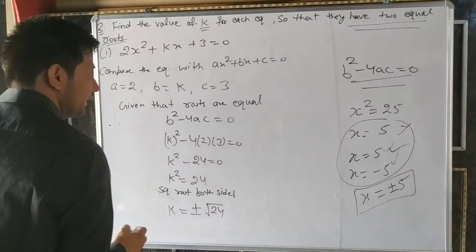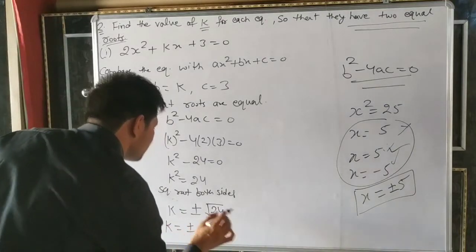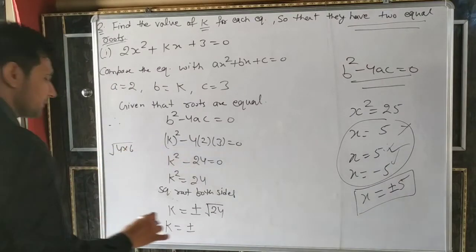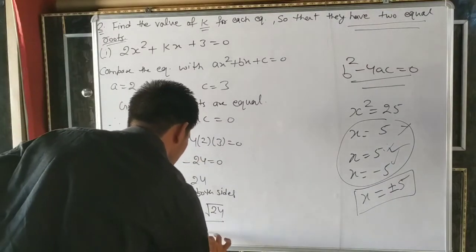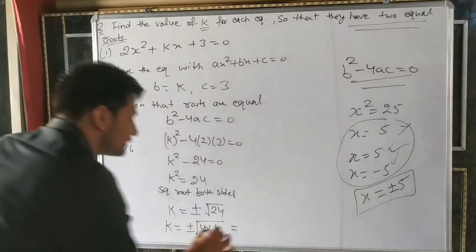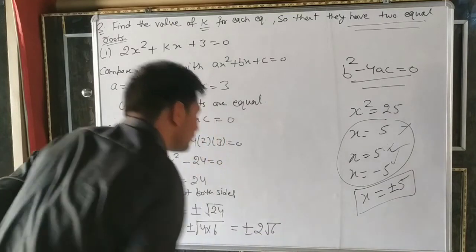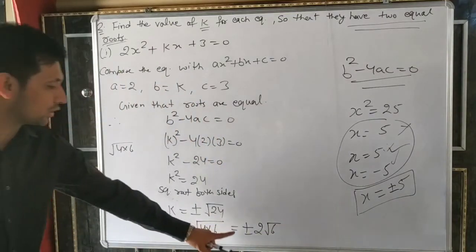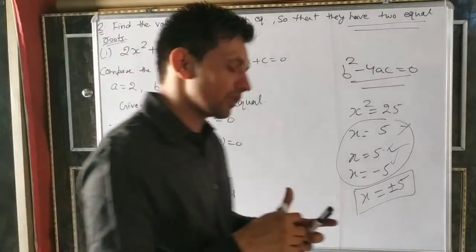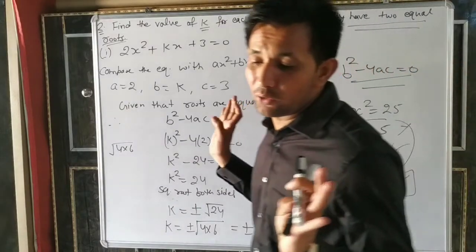And can you solve it further? Yes. k equal to square root of 24. Can you write 24 as 4 into 6? Yes. And square root of 4 is 2, and square root of 6 stays under the root. So what is the answer? k equal to plus minus 2 into under the root of 6. Understand it dear? Same as it is, the second part you can solve.